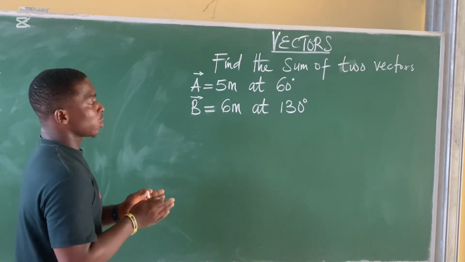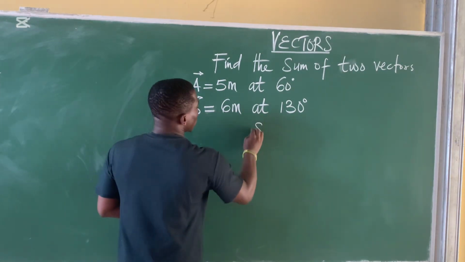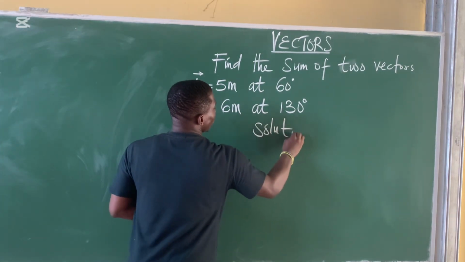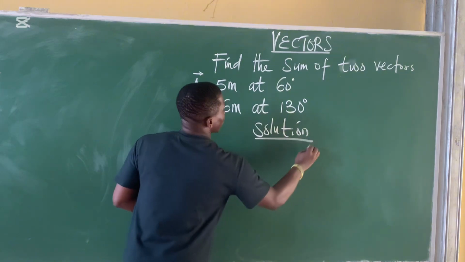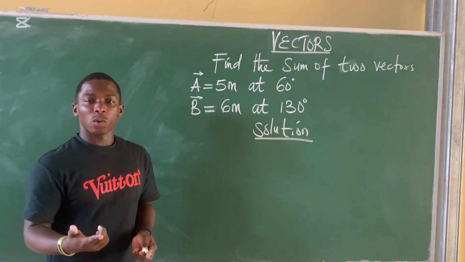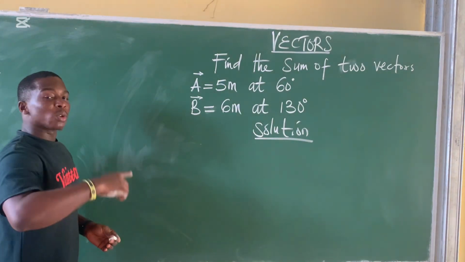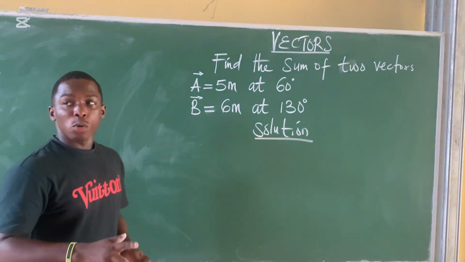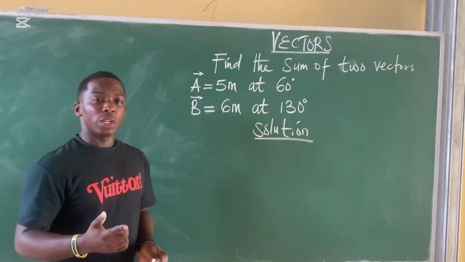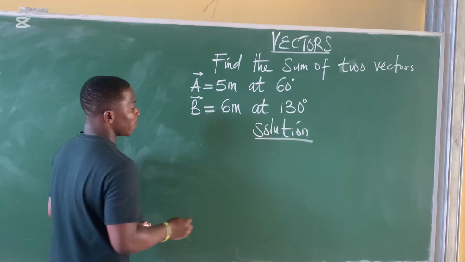So the solution to this question, the first thing you have to do, is to sketch each vector, alright? So the first thing you have to do is to sketch vector A and also sketch vector B. So let's sketch vector A because that's the first vector. Let's sketch vector A, alright?